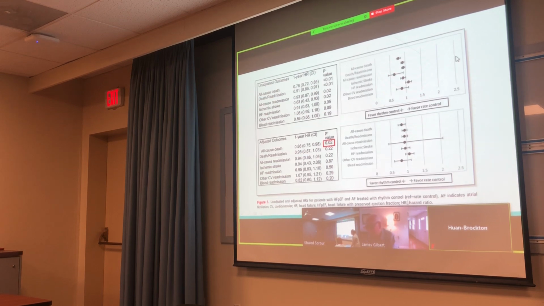Can I ask you, was anticoagulation continued in both groups? Yes, or was it just the difference with the rate versus rhythm control?